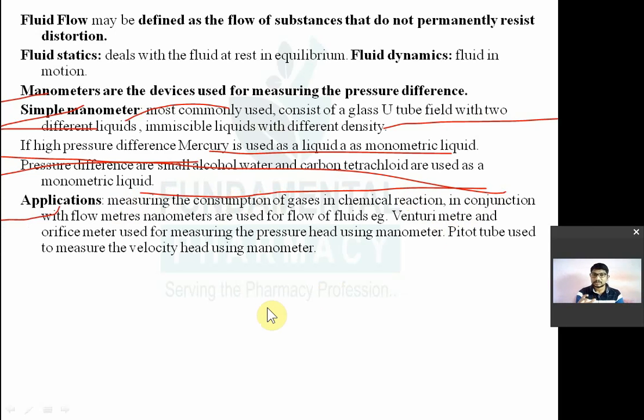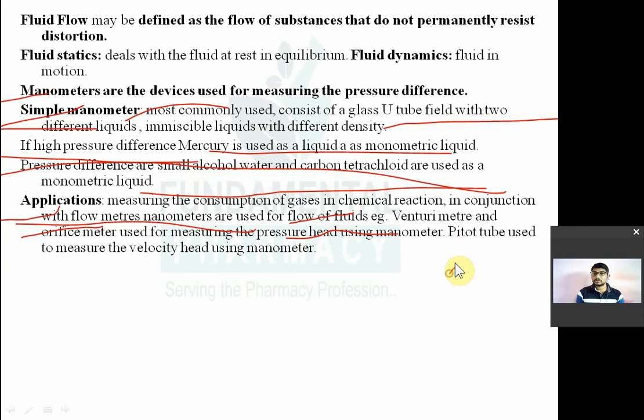So, measuring the consumption of gases in a chemical reaction. Then these manometers along with flow meters are used to measure the fluid flow. Suppose, for example, a venturimeter or an orifice meter: they are the meters used to measure the flow of fluid, and they measure the pressure head using a manometer.